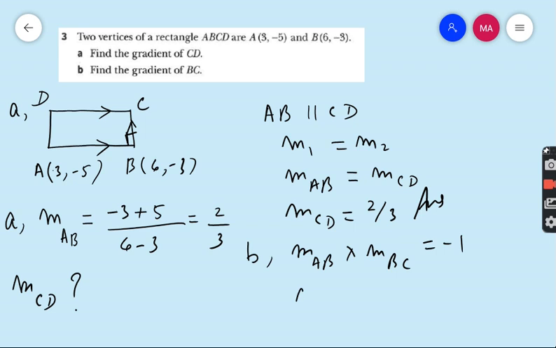So the gradient of BC should be, the gradient of AB is what? 2 upon 3. So the gradient of BC is -3 upon 2. So -3 upon 2 is our final answer. Hope you completely understand. Come to question number 4.